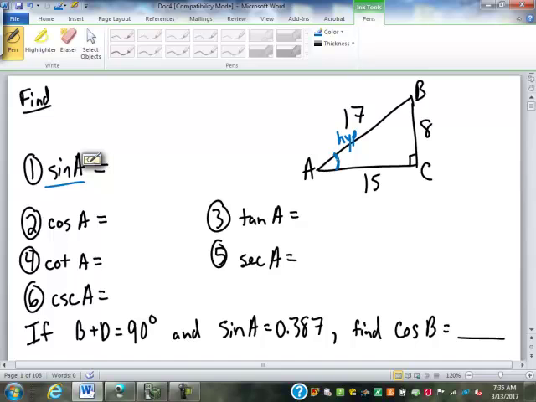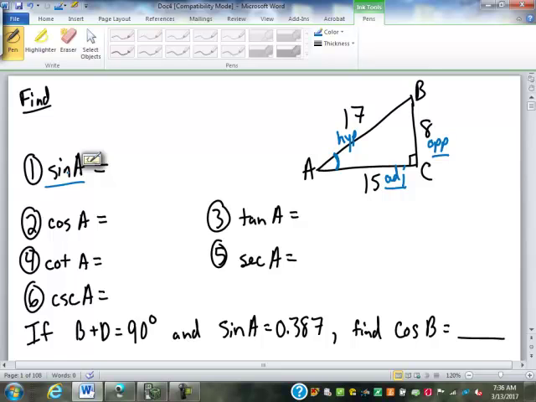Which is the adjacent side? The 15 is adjacent because it's touching angle A. Now, the hypotenuse stays the hypotenuse no matter what angle we're looking at. The adjacent and the opposite are going to change. Obviously, this one's the opposite. If we're looking at angle A, this is the adjacent and this is the opposite. If we were looking at angle B, they would switch spots.